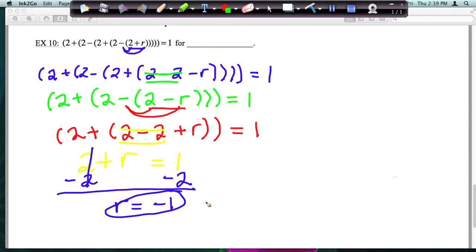Now, if I wanted to check to make sure I did this right, you could plug in -1 up here for r and just double check your math to make sure this will all add up to be 1, which is what you have on the right-hand side. And this will work.